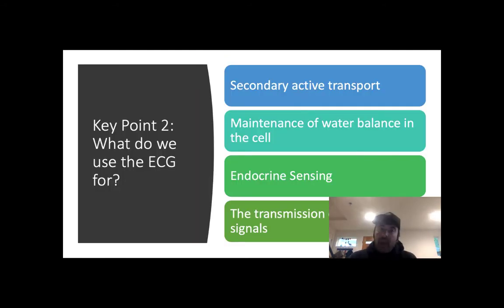Now, how do we use the electrochemical gradient? What do we use the electrochemical gradient for? Well, one of the things that we use the electrochemical gradient for is we do work with it. So secondary active transport, the maintenance of water balance in the cell, endocrine sensing, and then ultimately the transmission of electrical signals is dependent on the electrochemical gradient. So we're going to go over each one of these things one by one.